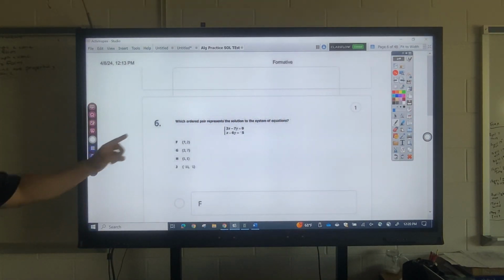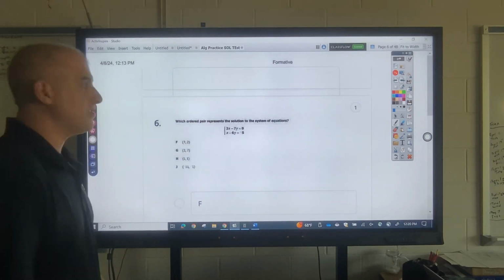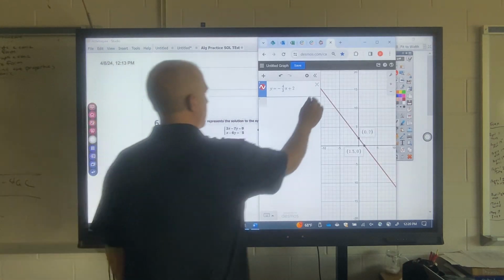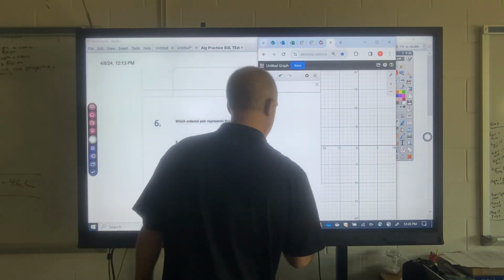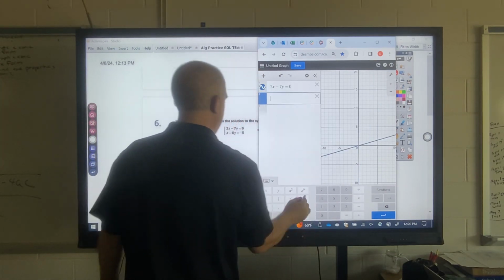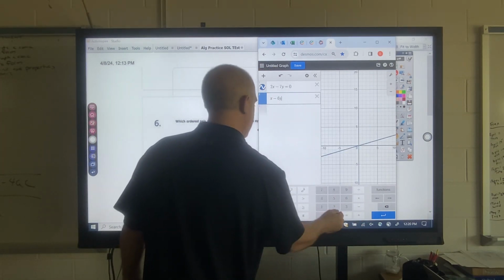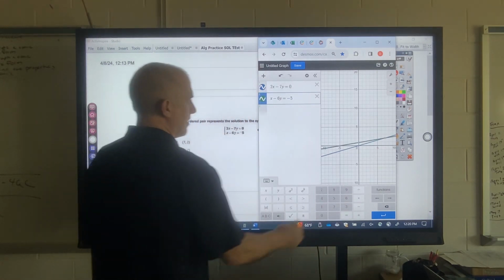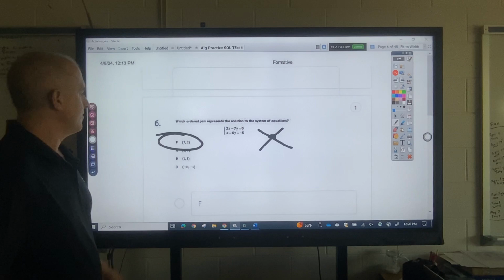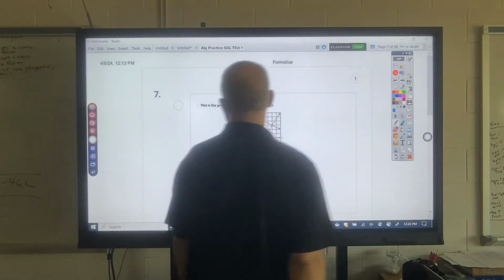I got 2 lines. 2 lines I'm trying to find, where do they cross? So that goes into Desmos. 2x minus 7y equals 0. X minus 6y equals negative 5. That crosses right there at 7, 2. That would be F. So I'm going to question 7 now.